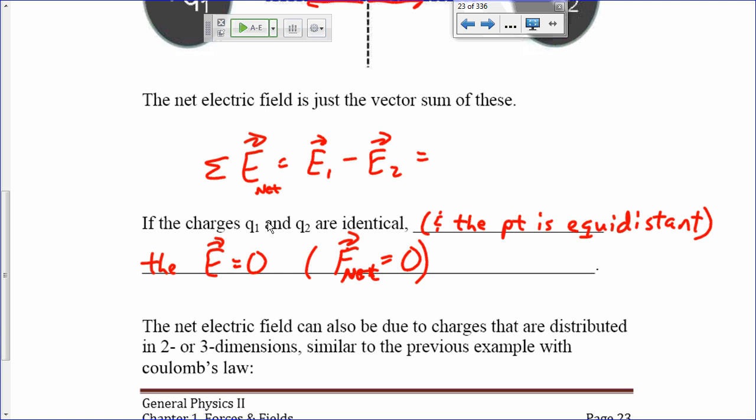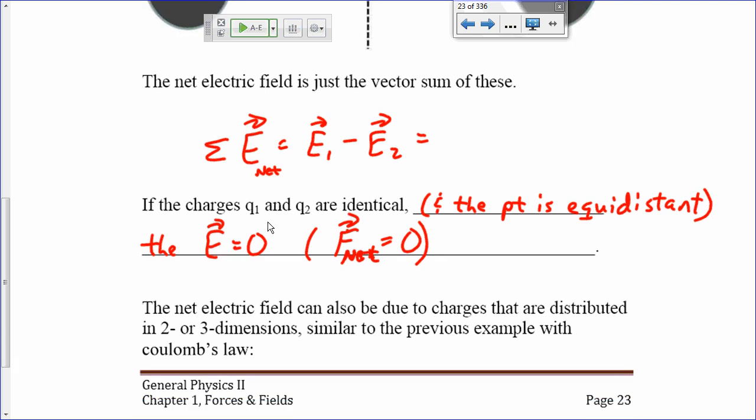As you might expect, we can also do this in 2 or even 3 dimensions, and it's basically the same as what we did with Coulomb's Law. I'll set up an example for you, but I'm not going to work through all the vector stuff.